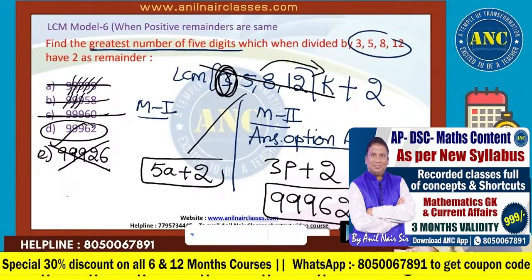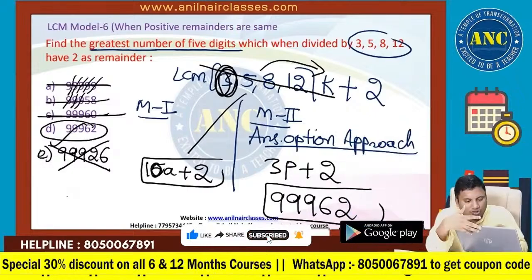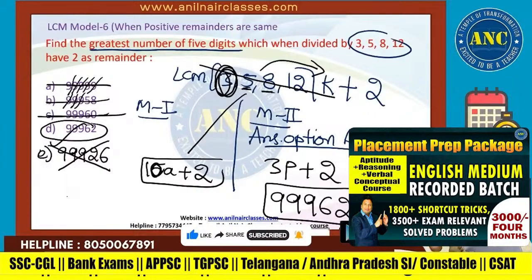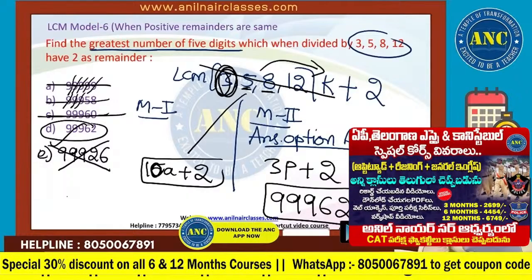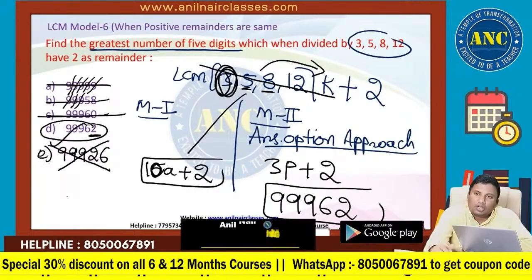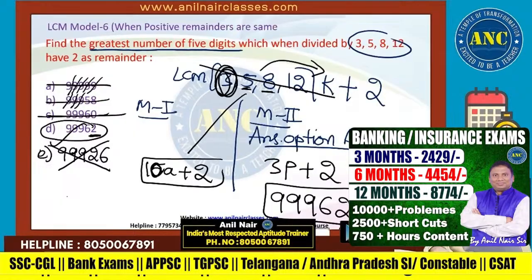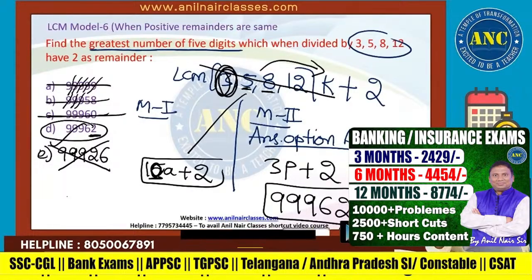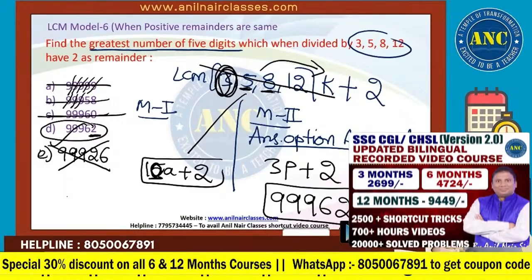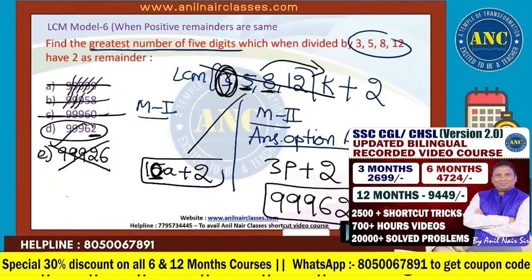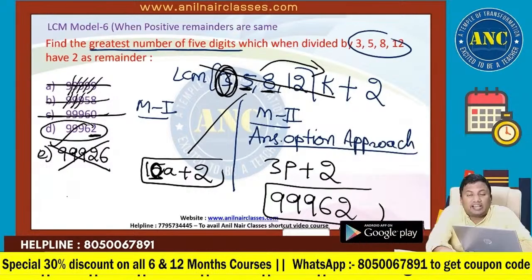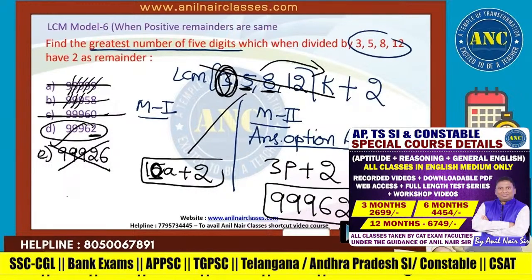Are you with me? In fact, it will become 10a plus 2. Why? Because 5 and 2 will be there here. That means for 10a plus 2, the unit digit should be 2. So 99926 is incorrect. Why did 10a come? Because here 5 is there, here 8 is there. LCM of 5 and 8 is 40, and 40 is derived from 10. I hope it is clear.